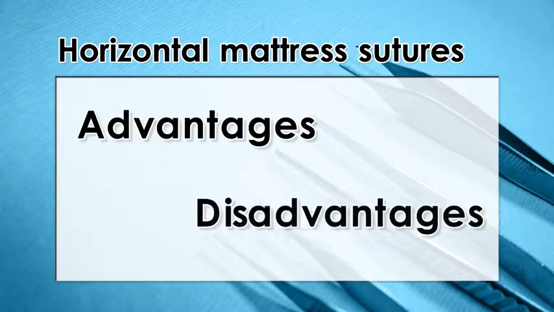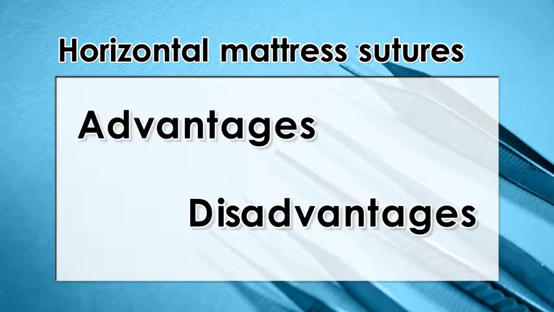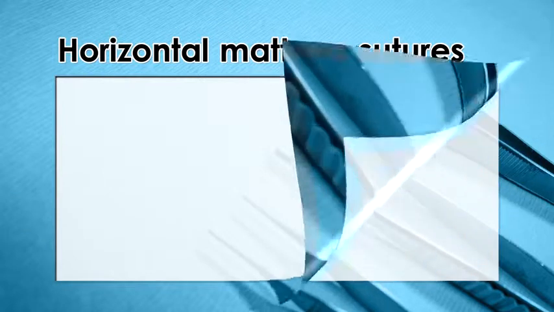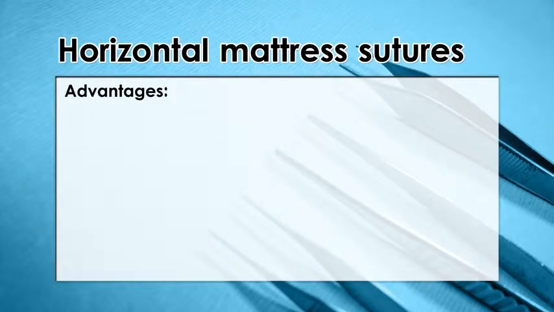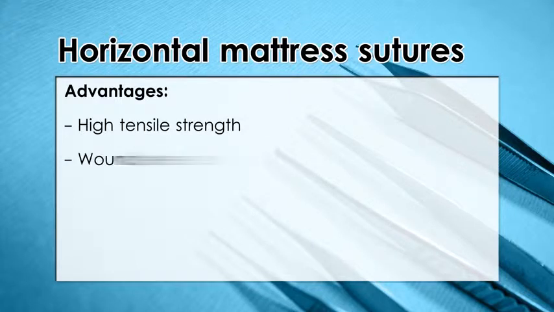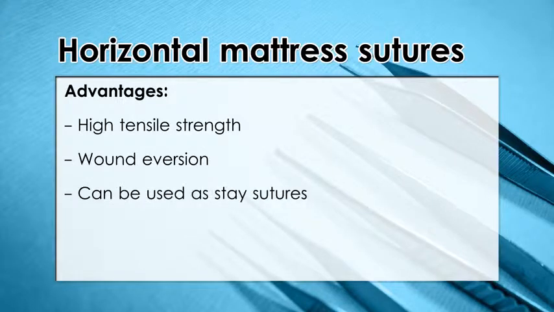Mattress suture. Advantages and disadvantages. The horizontal mattress suture is useful for wounds under higher tension as it provides good strength and wound eversion. It may also be used as a stay stitch to approximate wound edges and allow the placement of interrupted or subcuticular sutures.